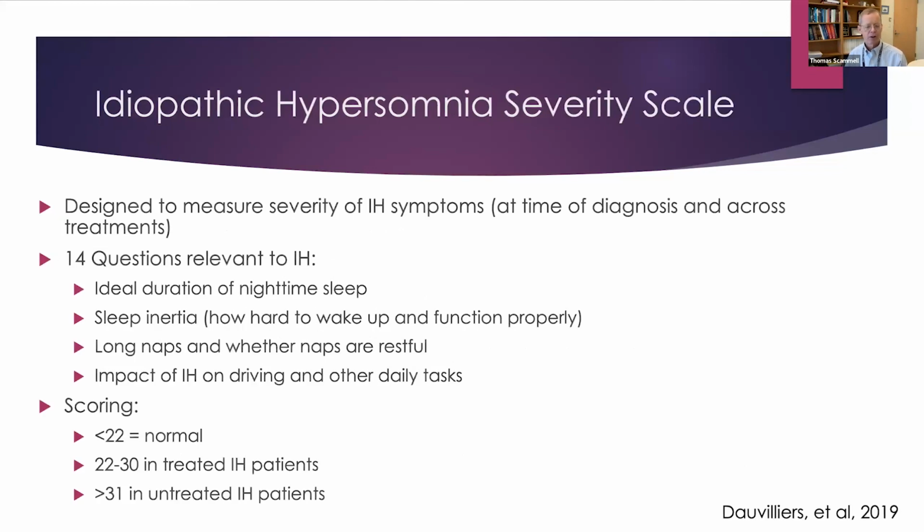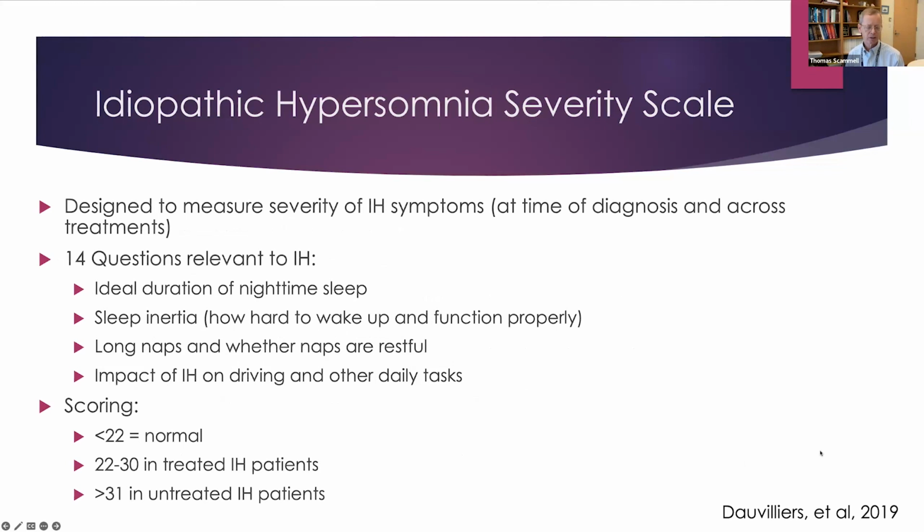Okay, now here's a new scale that just came out a few years ago, which I'm actually very fond of. This is called the Idiopathic Hypersomnia Severity Scale. What I like about this is that the other ones, the Epworth and the Stanford Sleepiness Scale, are very nonspecific. They're just really meant to measure sleepiness. But this is really meant to be a tool to assess how somebody with IH is doing.